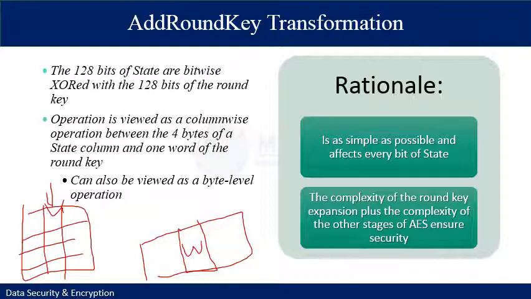So the operation is viewed as a column-wise operation of the 4 bytes of your state column and one word of the round key. So it can also be viewed as a byte level operation. The rationale for the add round key transformation is that it is as simple as possible and it affects every bit of the state. The complexity of the round key expansion, plus the complexity of the other stages of AES, ensures the security of your AES transformation.